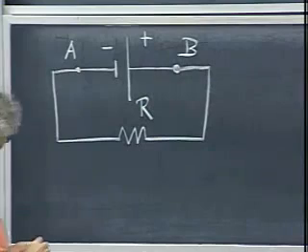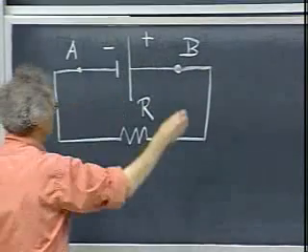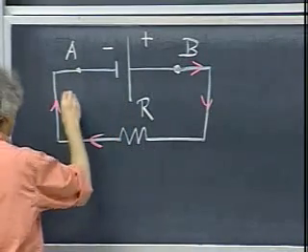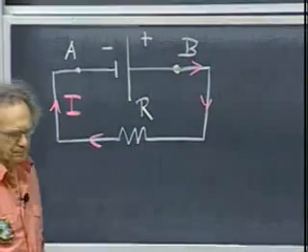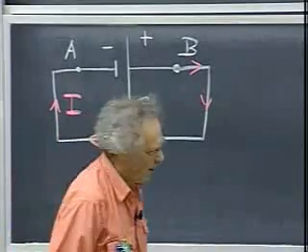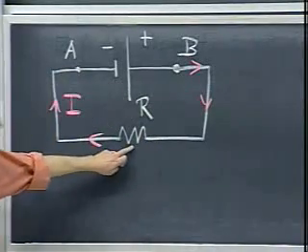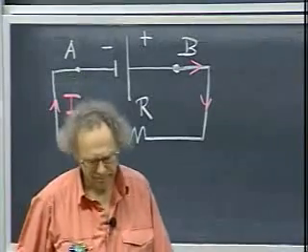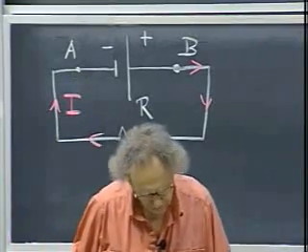So we have a current going. The current is going in this direction. The current I. This could be a light bulb, could be your laptop, could be a hairdryer, whatever. That's your supply.